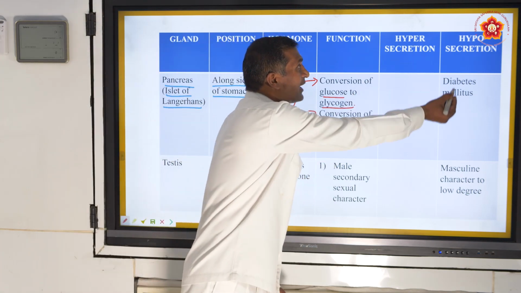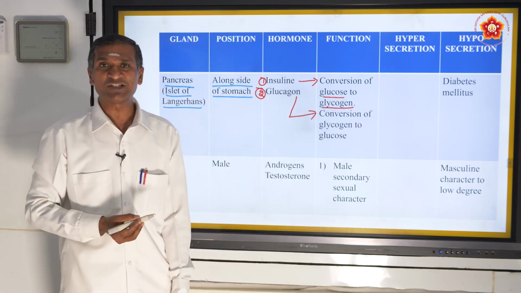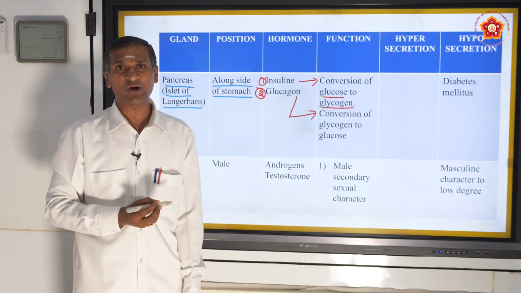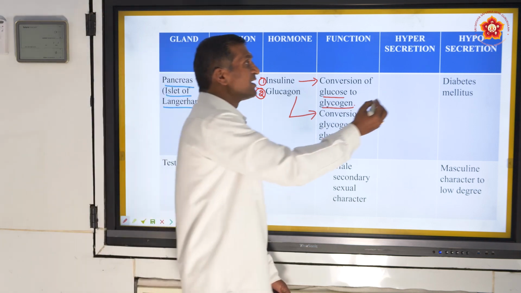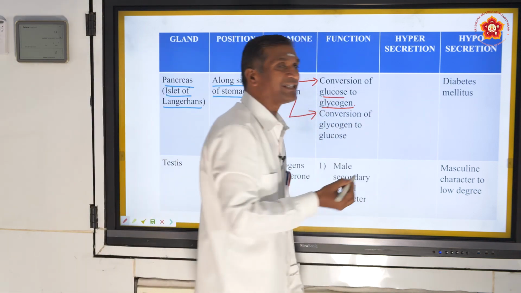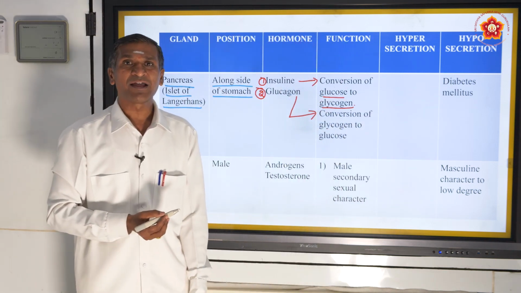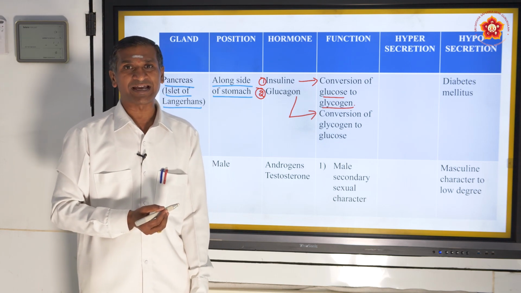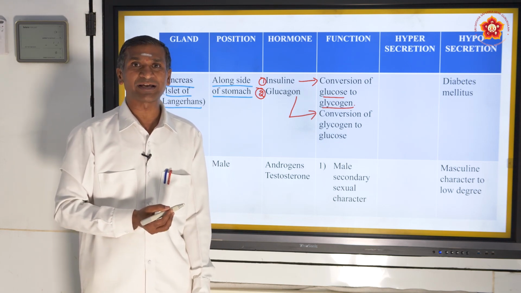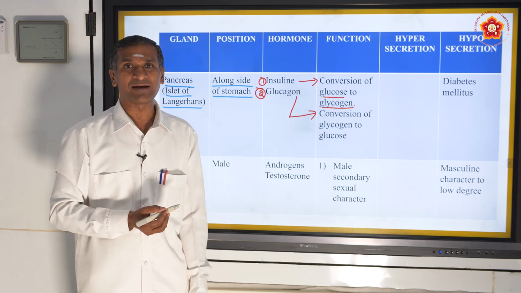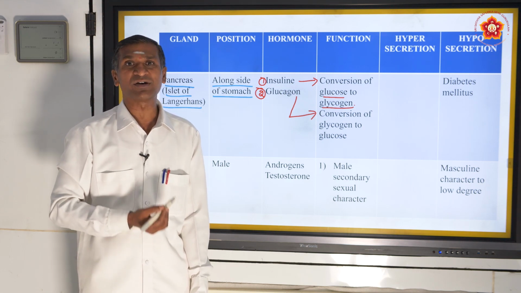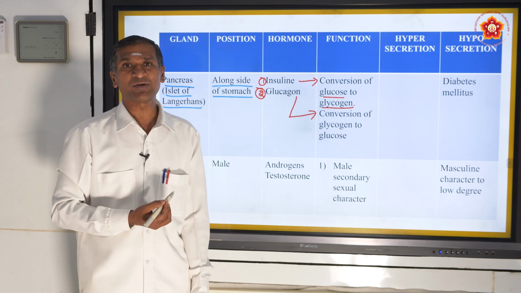If there is hyposecretion of insulin, less secretion of insulin leads to diabetes mellitus. In Kannada, we call it sakre kaile. It is also called in Kannada sihimutra roga. You might have observed this, you might have heard about this.